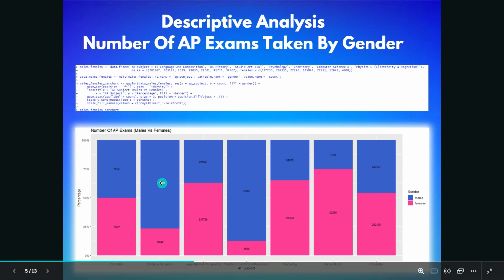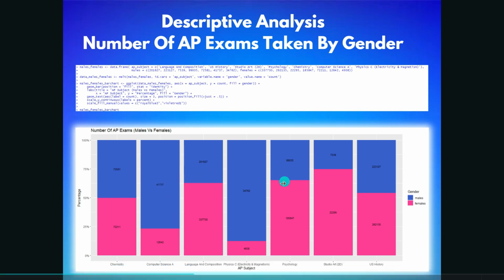For example, you can see that for chemistry, the ratio between males and females is about the same, and you can also see that for computer science A, there are more males taking it than females, and that's quite obvious. As well as Physics C, more males are taking AP Physics C, electricity and magnetism. Whereas in psychology, you can see more females are taking that course, and studio art, whereas US history and chemistry have a balanced ratio between them.